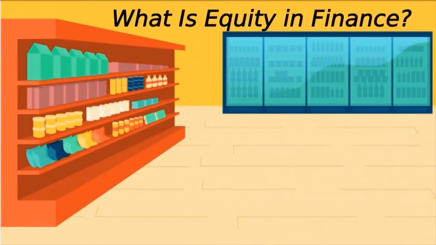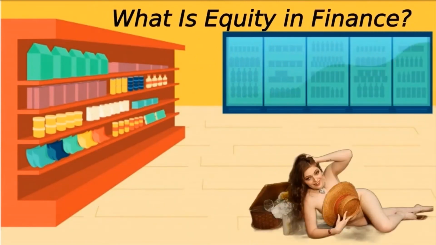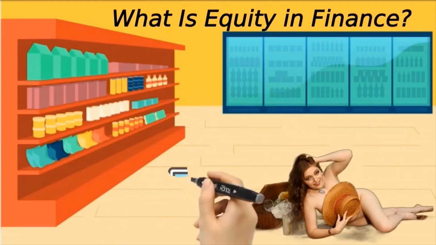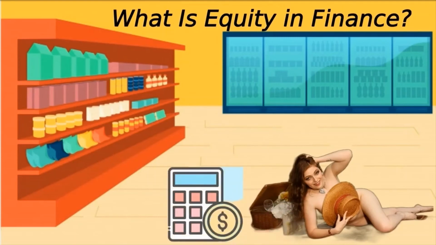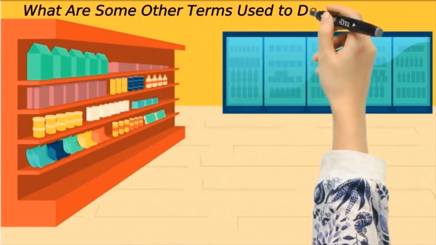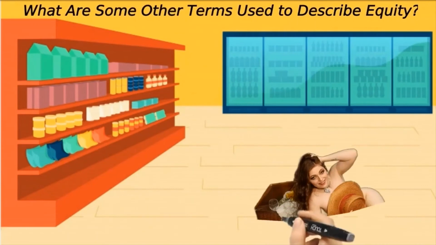What is equity in finance? Equity is an important concept in finance that has different specific meanings depending on the context. Perhaps the most common type of equity is shareholders' equity, which is calculated by taking a company's total assets and subtracting its total liabilities. Shareholders' equity is, therefore, essentially the net worth of a corporation. If the company were to liquidate, shareholders' equity is the amount of money that would theoretically be received by its shareholders.